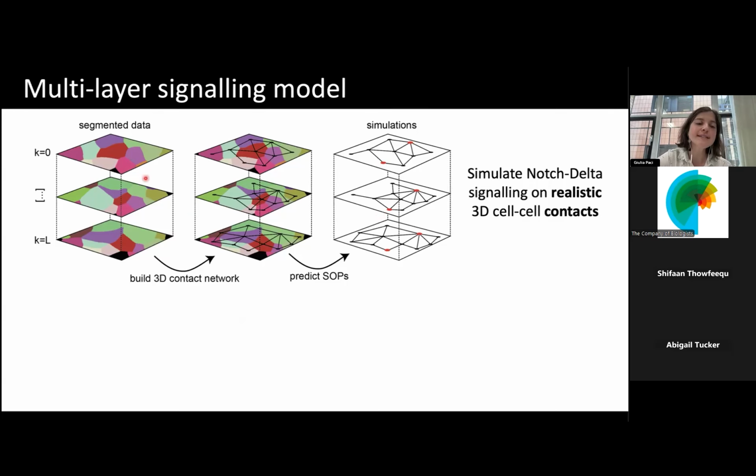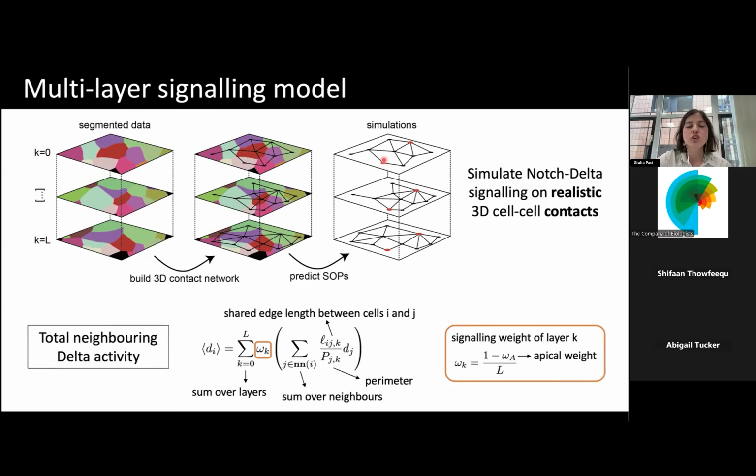So we start with the segmented data, and we use that to create a network of cell-cell contacts. So you see we have the centroid of the cells, we have information about cell-cell contacts, and that creates a sort of network where we can then let the simulations run and let them predict where SOPs will form. And then, of course, we can measure the spacing and compare the spacing with the experimental data.